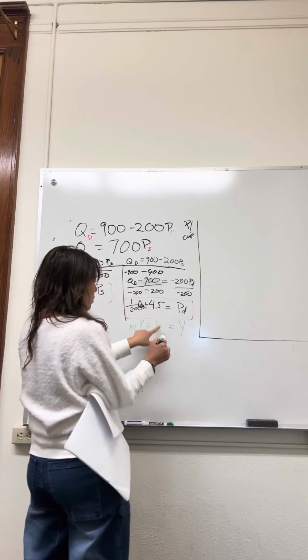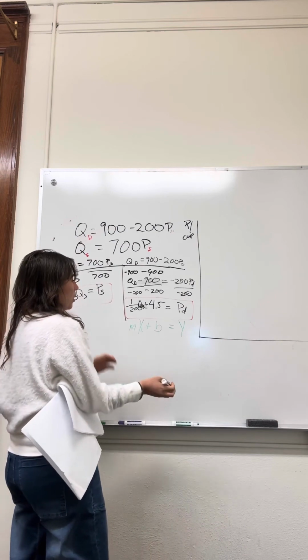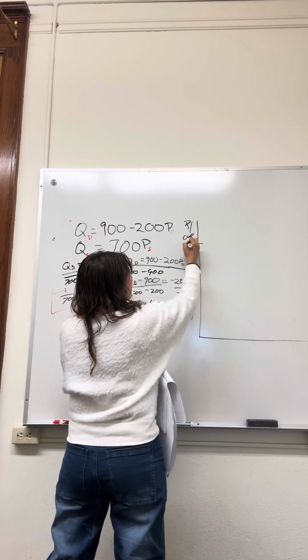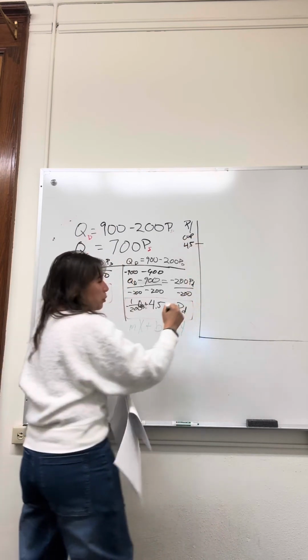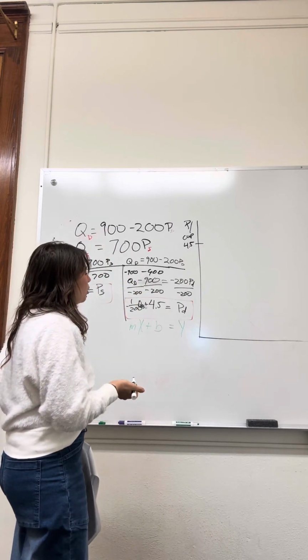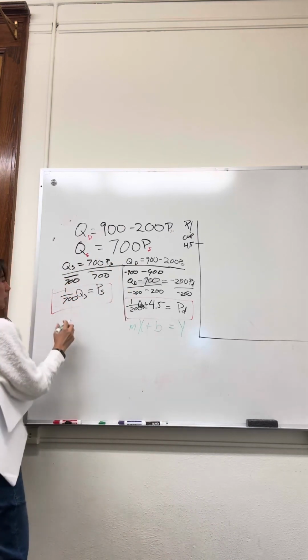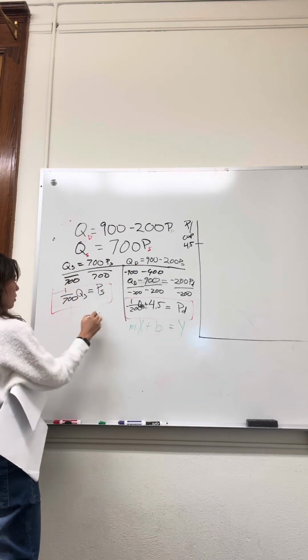So the b tells me the y-intercept. So I'm going to go here. I'm going to put 4.5 for the market for coffee. We just said this was the market for coffee. I'm going to go over here and that's where demand starts. Let's see where supply starts.